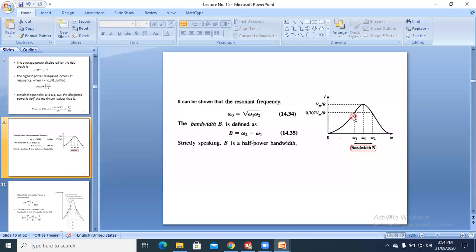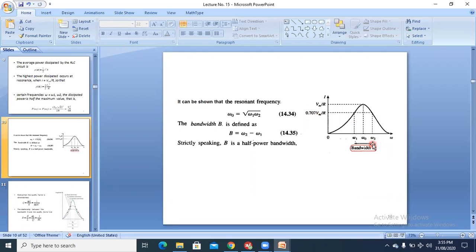And the bandwidth of the circuit is at 0.707 Vm by R. That is the half power bandwidth point, where the voltage is Vm by root 2, and Vm by root 2 is the point where the current is 0.707 Vm by R. From omega 1 to omega 2 we have the half power bandwidth.